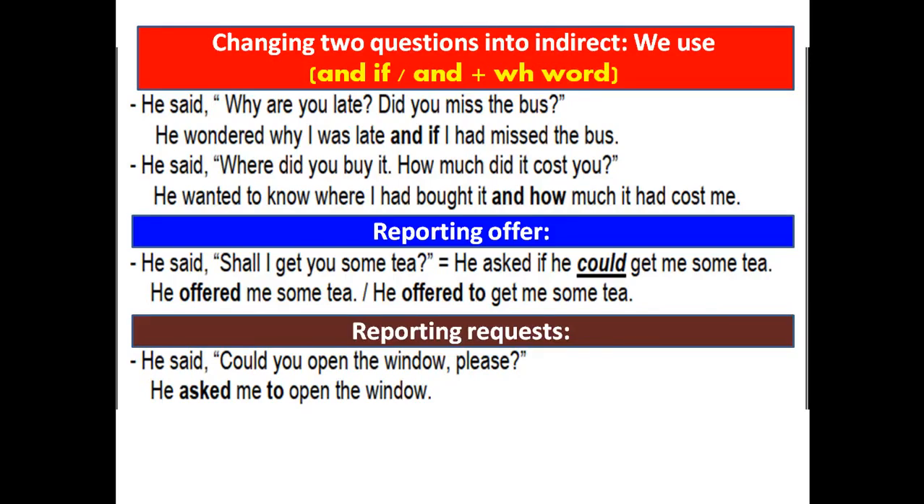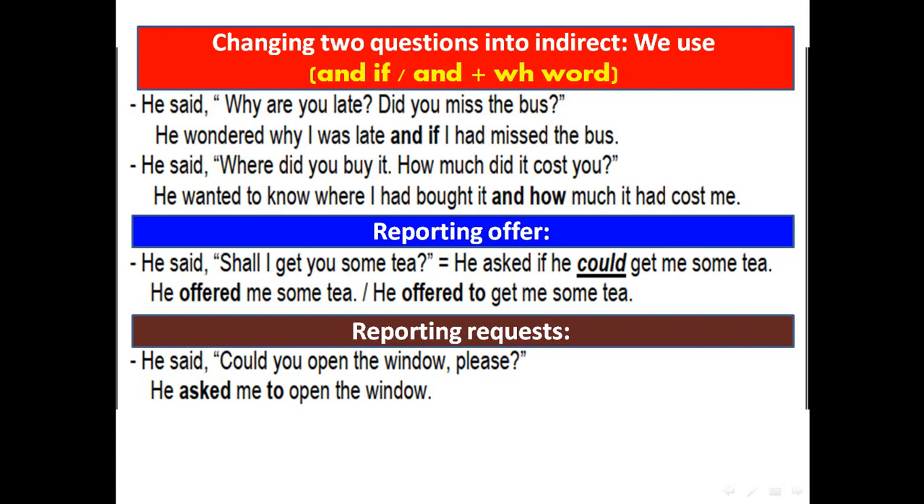Now, changing two questions into indirect. We use and if or and plus WH word. Like here, he said, why are you late? Did you miss the bus? So I say, he wondered or he asked why I was late and if I had missed the bus. So here I used and if. Why and if? Because the two questions are yes no questions. So I connect the two questions using and if.